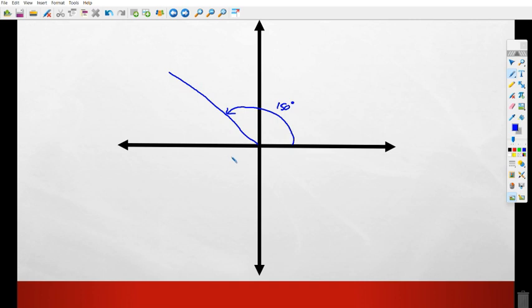What is the size of this angle over here? Guys, remember last year when you did straight line geometry? You had a straight line, and we know that the angle on a straight line is 180 degrees. That means that this angle over here is 30 degrees. I want you to just ponder on that for a moment.